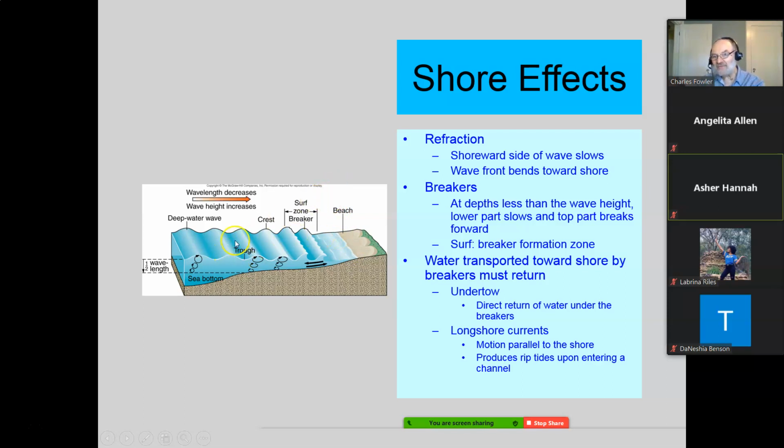What happened when I was out there playing in the water, I was in those longshore currents, motion parallel to the shore, and every time I was going out and riding a wave in, going out, riding a wave in, what I didn't realize, that was pushing me further and further down the beach. The motion is parallel to the shore, and I got washed.